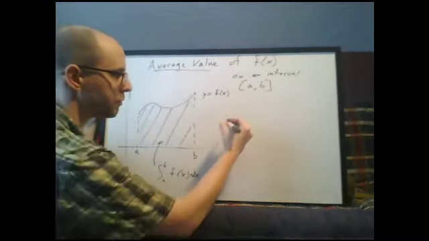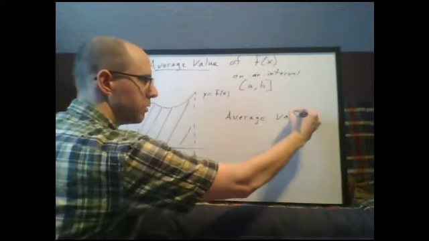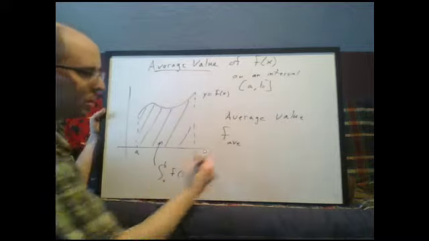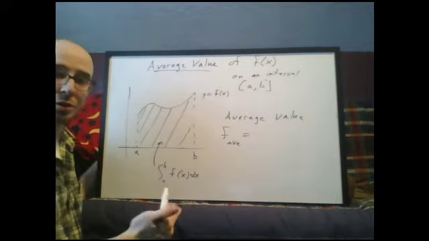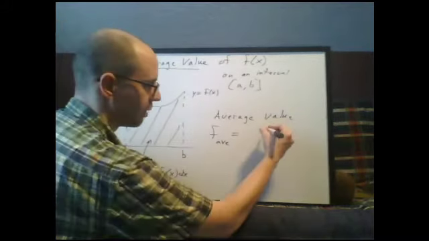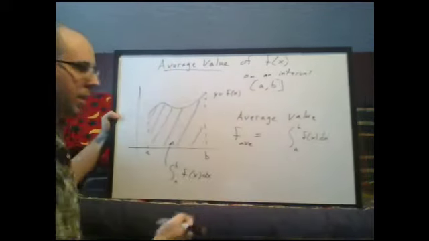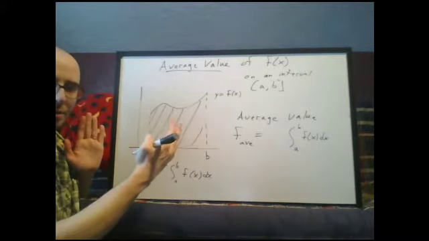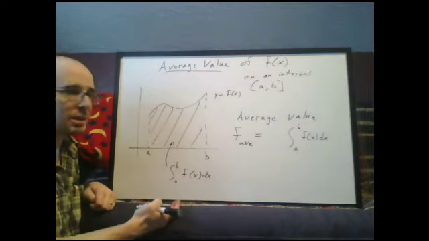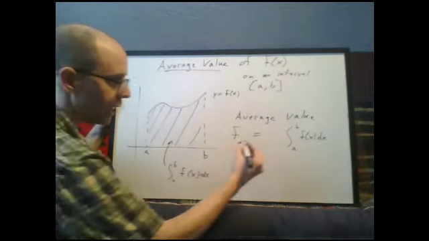So when we do the average value, I want to keep my picture because I want to do more to it. The average value, I'm going to call f sub AVE for average, would be, well, think of the two parts of taking an average. First, you want to take a total. That's this integral. And then you want to divide by something. In the discrete version, we just divide by the number of numbers, the number of things in our list. In the continuous version, we divide by the length of the x interval. So we divide by b minus a.